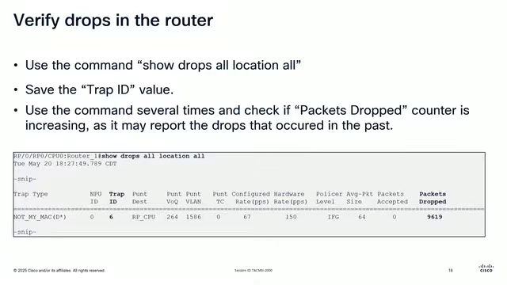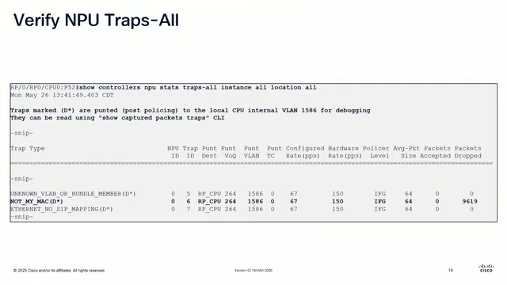There is another command that is very useful and shows very similar information, but it will include some extra legends. For example, this command: show controllers MPU stats traps all instance all location null. And we will basically have more information about these traps. As you can see, we have, for example, the same not my MAC trap, the same trap ID, and the same amount of packets trapped. But if you check right below the command, there is a legend that says traps marked with a D and a star are pointed to the local CPU. To check this, we can use the show capture packets trap CLI.